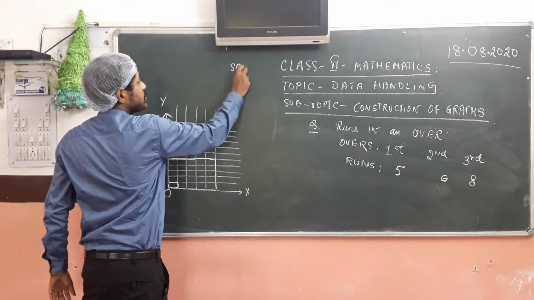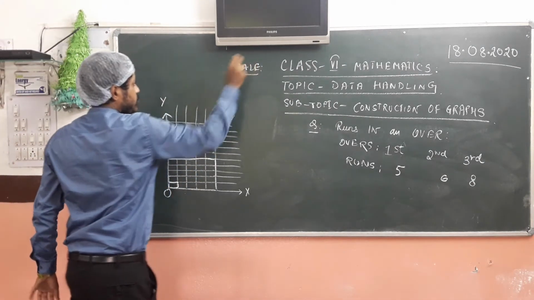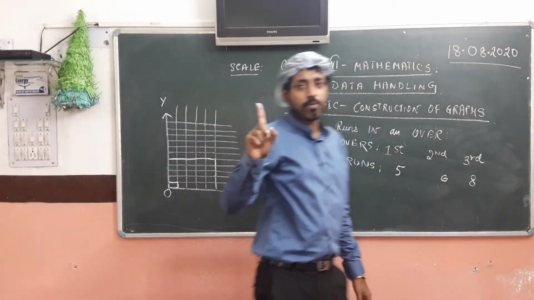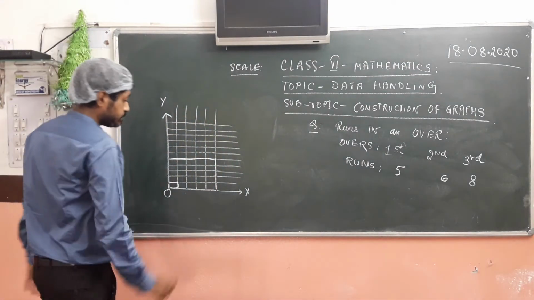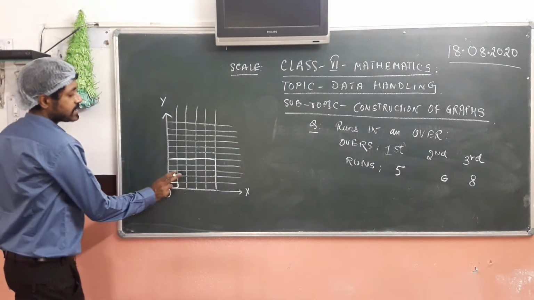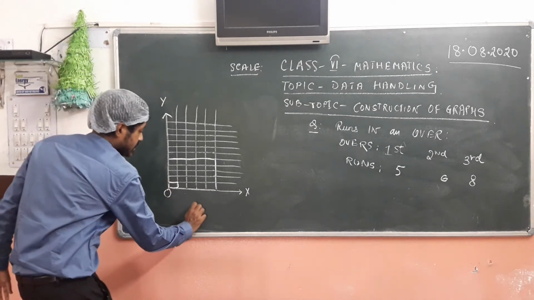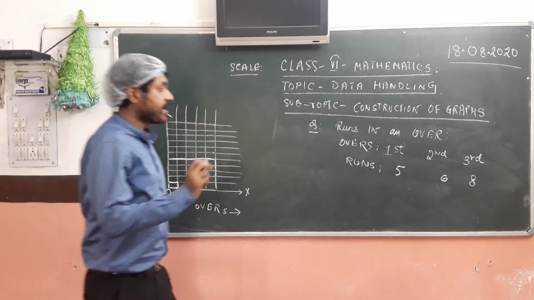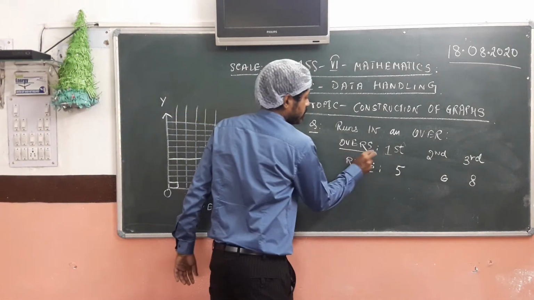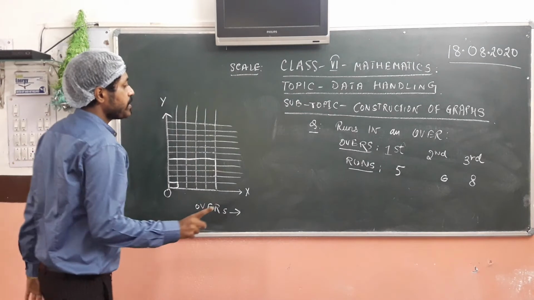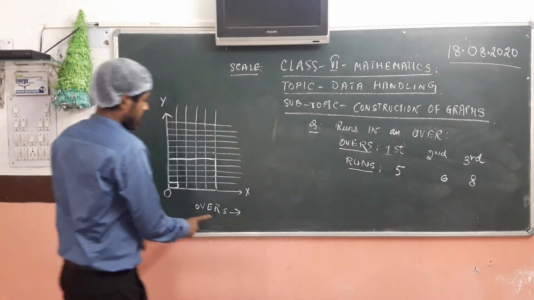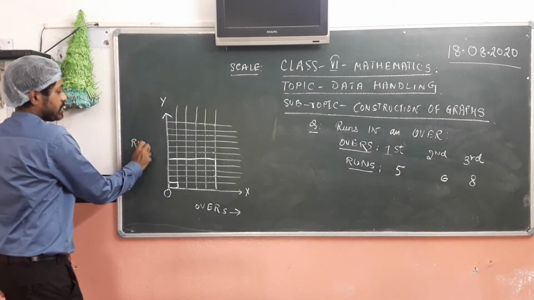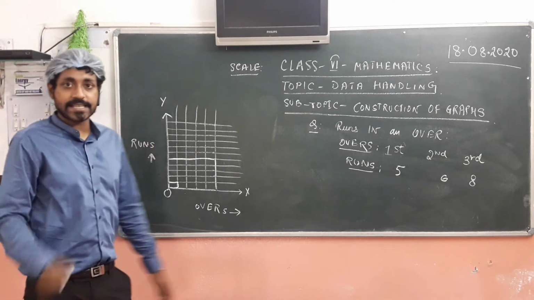How to choose the scale? As I have already told you, it should contain the minimum as well as the maximum and maybe 1 unit extra. Since we are discussing overs on our x-axis, we write overs here. Why overs on the x-axis? Because any non-numeric part, as I've already discussed, should be plotted on the x-axis, and any numeric part should be plotted on the y-axis.